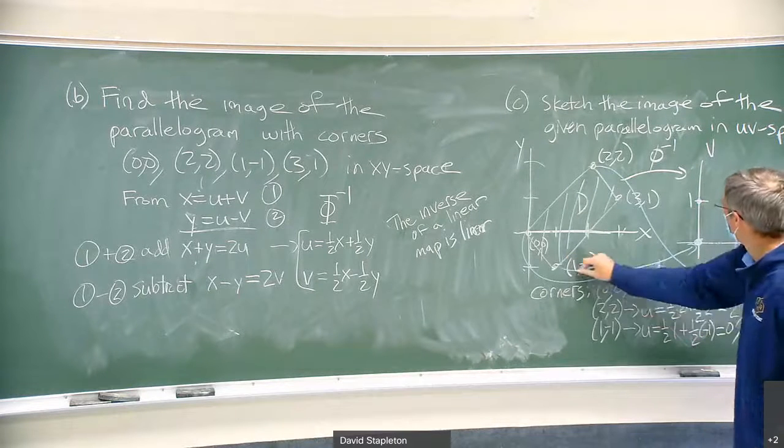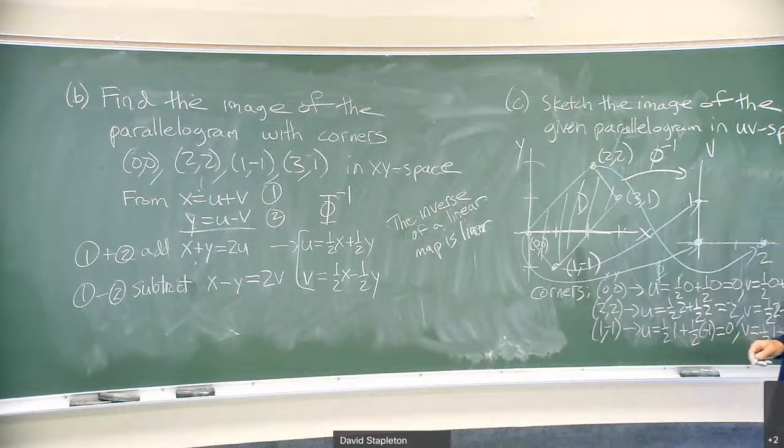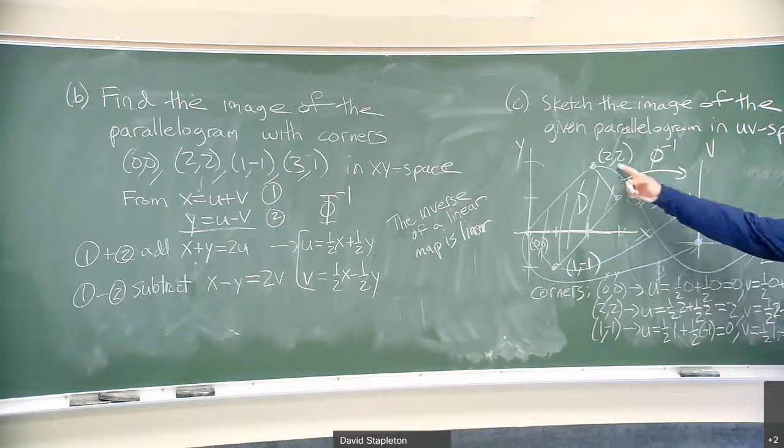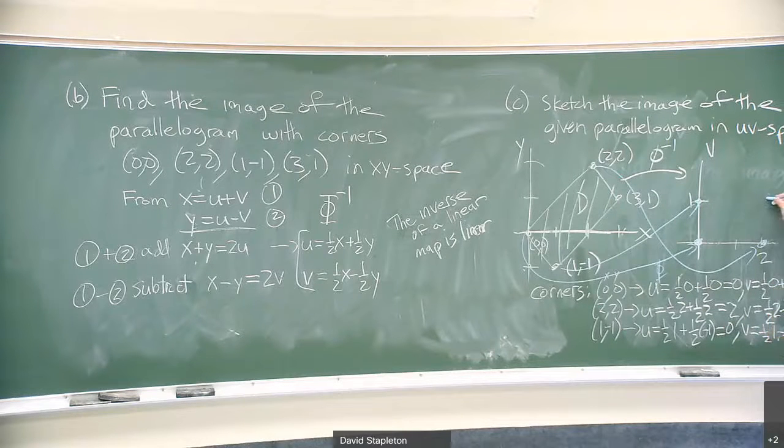So this one here went right here. And then finally, we know where the last point is. Any parallelogram in this space has to be mapped to a parallelogram here, so it has to be parallel to this one. It must be right here. But we can calculate this just to show it.